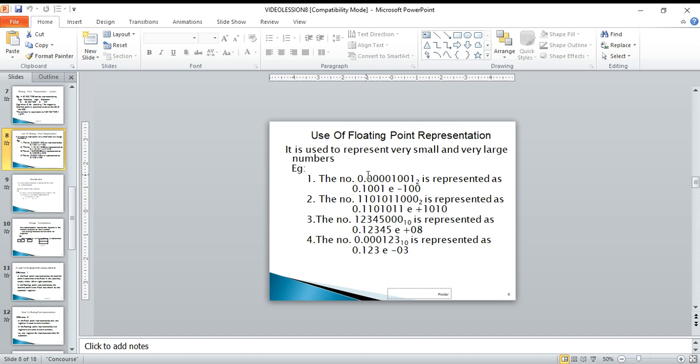This number is a positive number, so take the sign bit as 0. Now take another number: 11, 010, 11, and then 000. That is the binary number. Here I am placing the binary point: 0.11010 11, just removing these three.